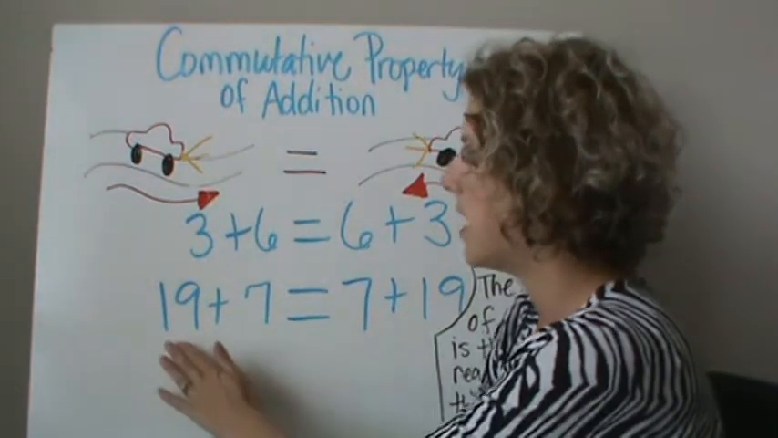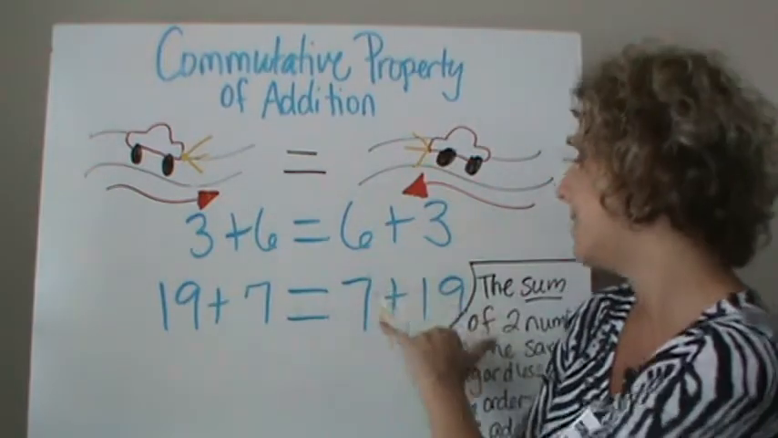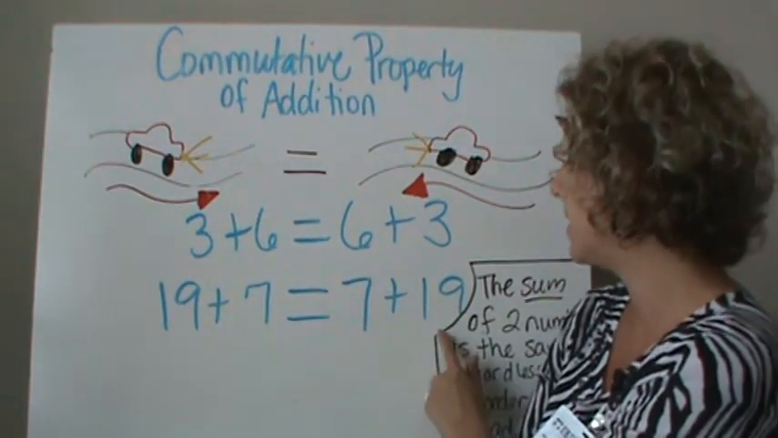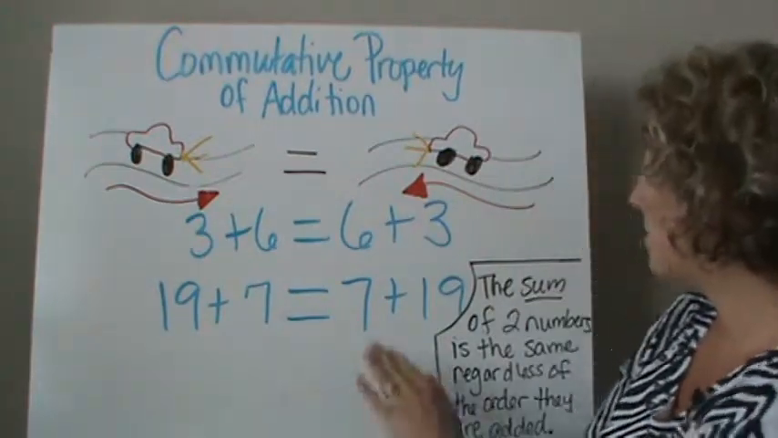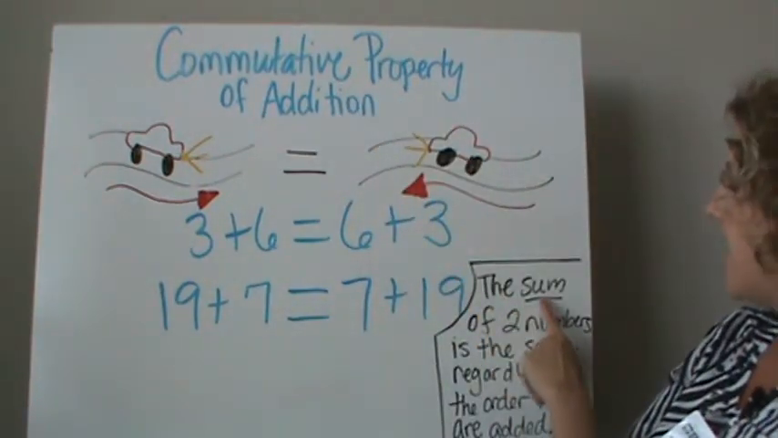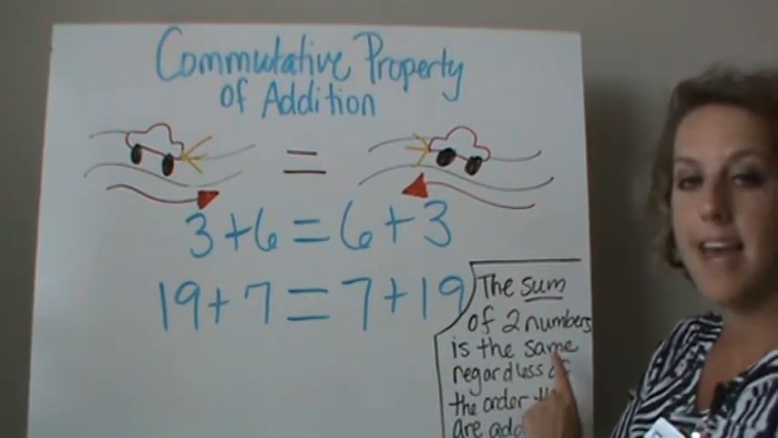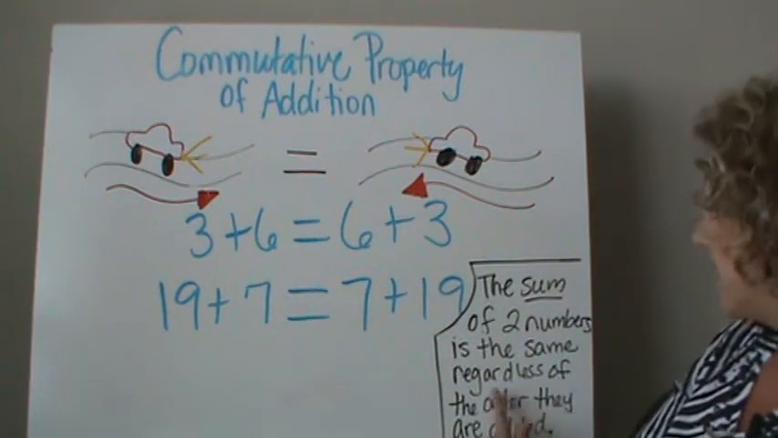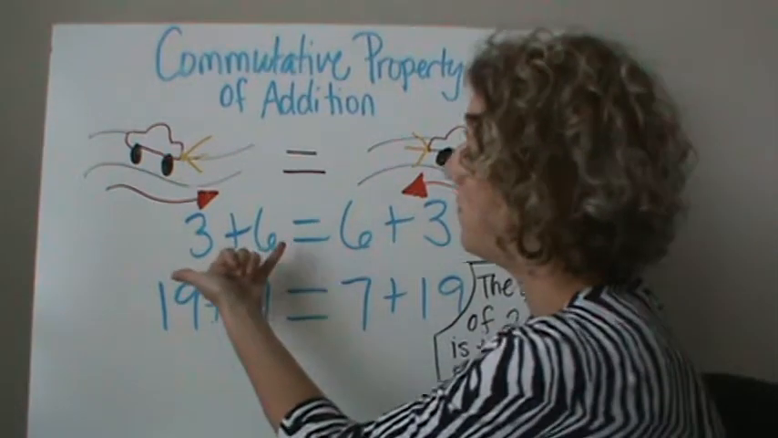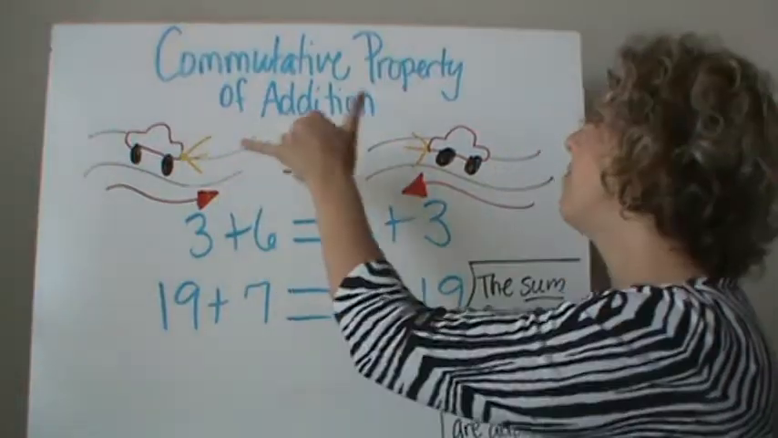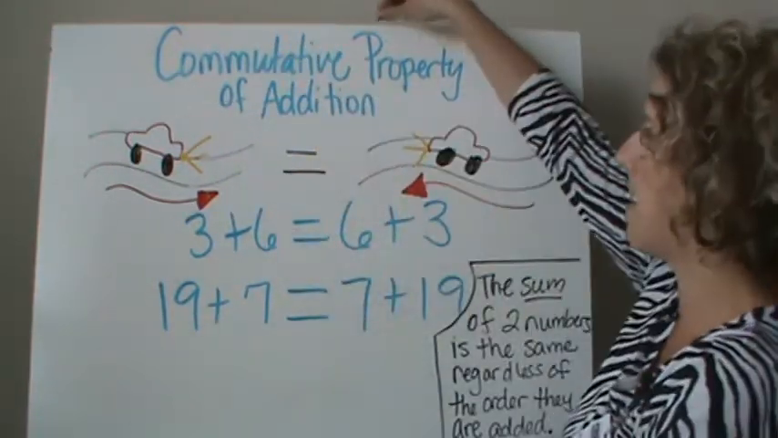Another example, 19 plus 7 we know is 26. And if you flip-flop the order, 7 plus 19 is also equal to 26. The commutative property says that the sum of two numbers is the same regardless of the order they are added. It doesn't matter if you add 3 plus 6 or flip-flop it 6 plus 3, you're going to have the same sum.